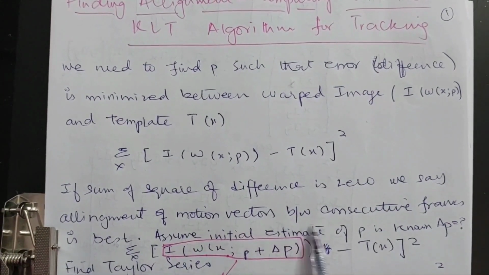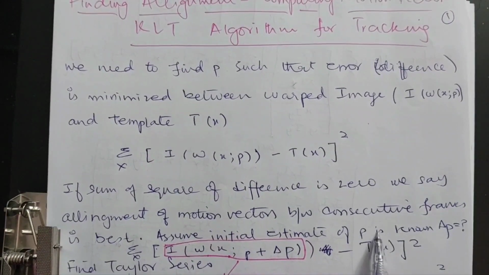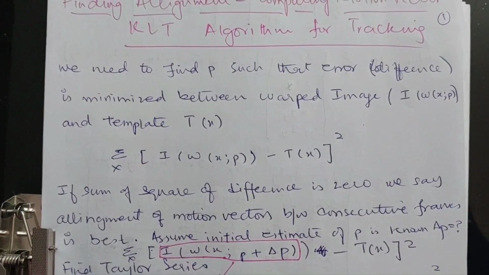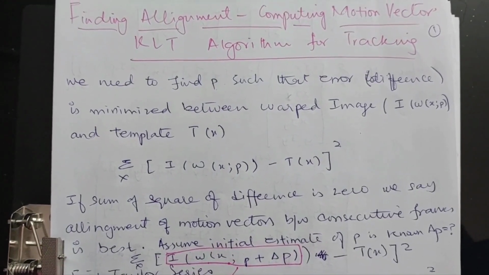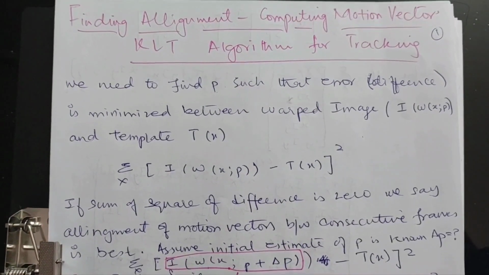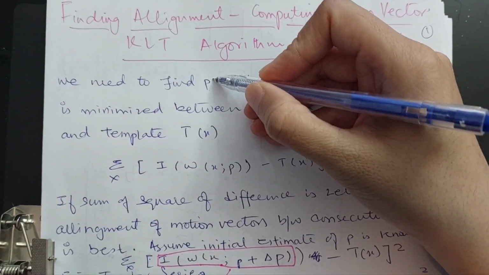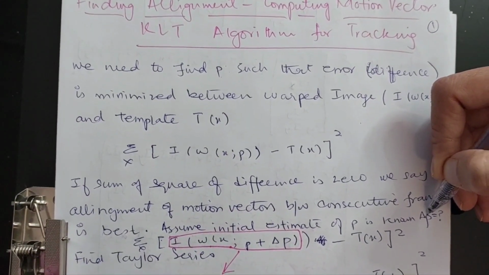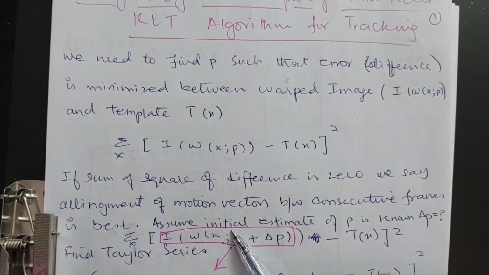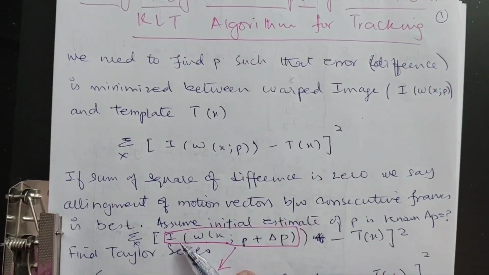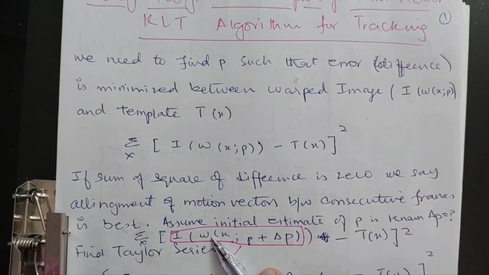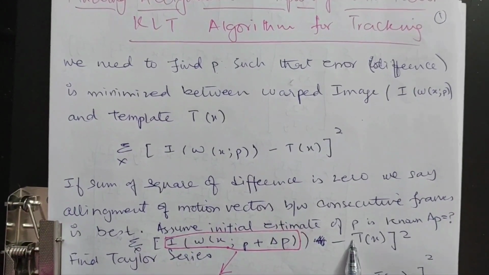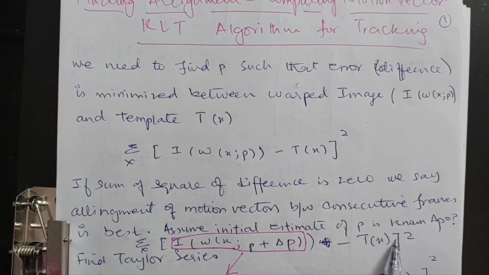We assume that the initial estimate of p is known. We say that this p, the initial estimate, is the location where the motion is happening, or the position where the object exists right now. And what we want to find out is delta p. We know this p and we will find this delta p, and when we add both of these, we will get the new estimate, or the new location of the object. So in the above equation we replace p with p plus delta p: I of W(x; p + delta p), which is the warped image, where delta p is the increment when we are moving the object, and again we subtract the same template from it, and the square is a must.